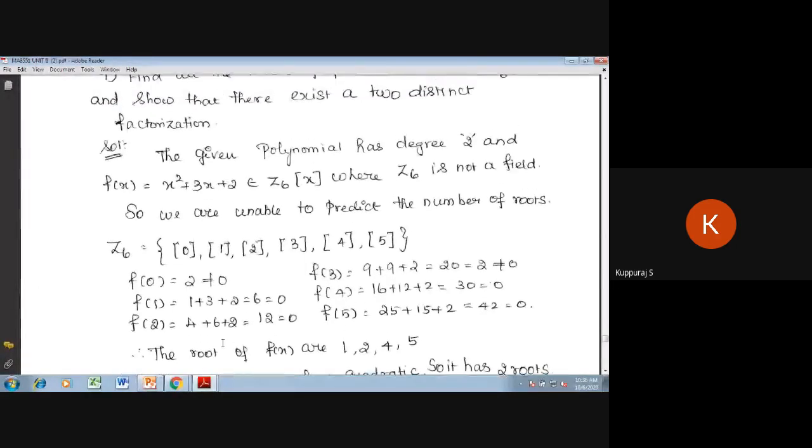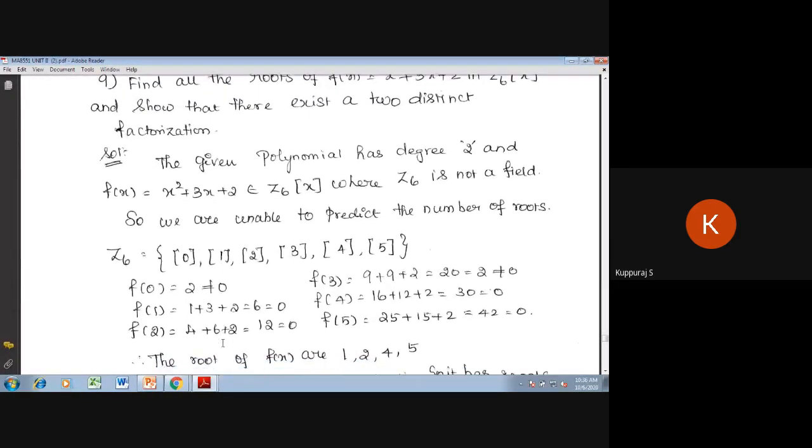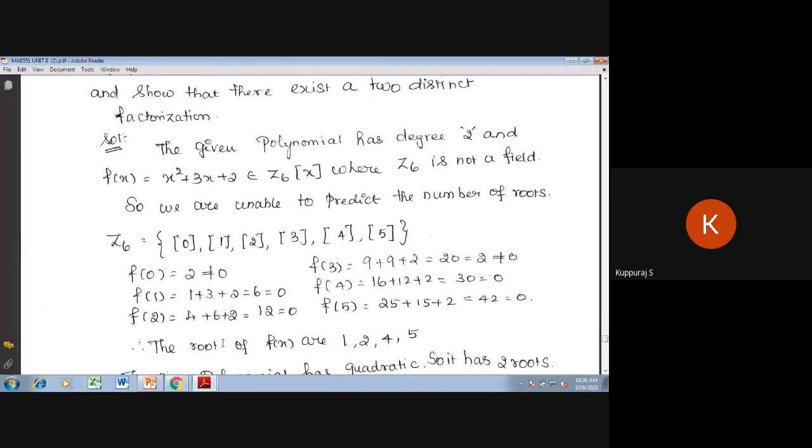We want to express the given polynomial as a product of factors. Before expressing it as a product of factors, we have to identify the roots. What x values will satisfy the given polynomial? This should be identified by putting x value as 0, 1, 2, 3, 4, 5. Which values of x will make f of x equal to 0? That x value is called the root of the polynomial, a solution of the polynomial.